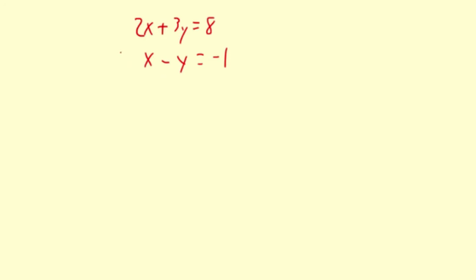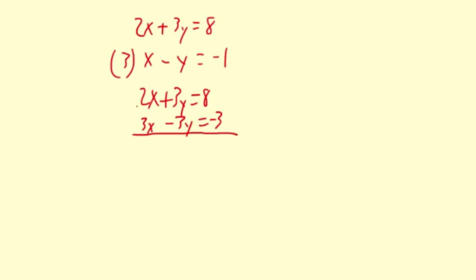I'm just going to multiply by 3. So what I'm going to do is rewrite both equations. 2x plus 3y equals 8. That's my equation 1. My new equation 2 is going to be 3 times everything here. So it's going to be 3x and then minus 3y for the 3 times negative y, equals 3 times negative 1, which is negative 3. That's my new equation 2.